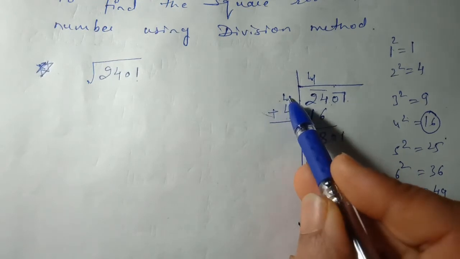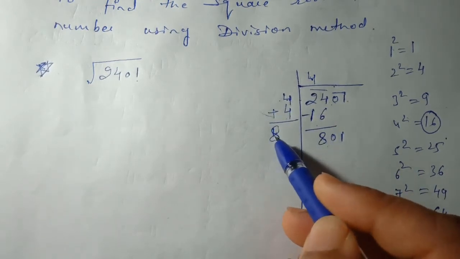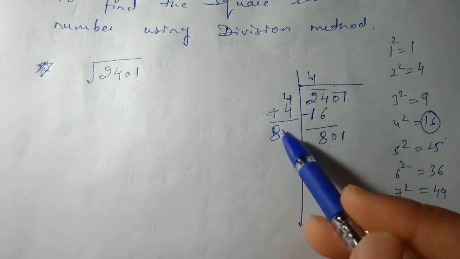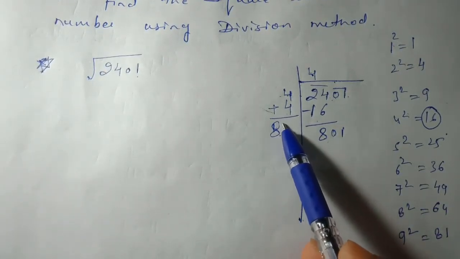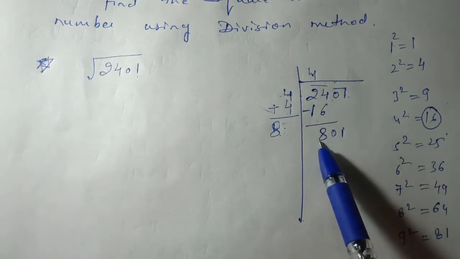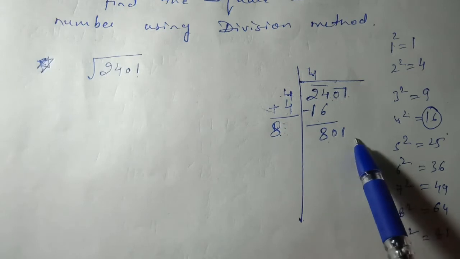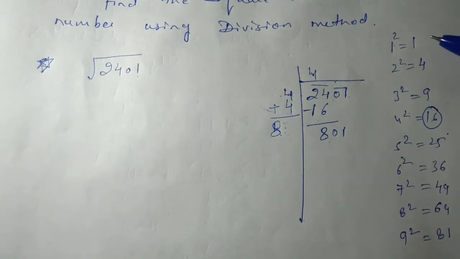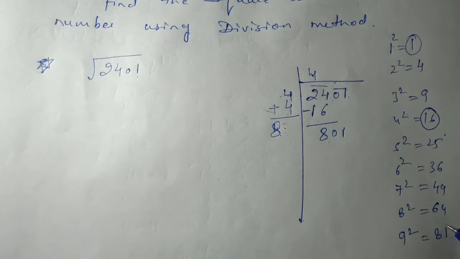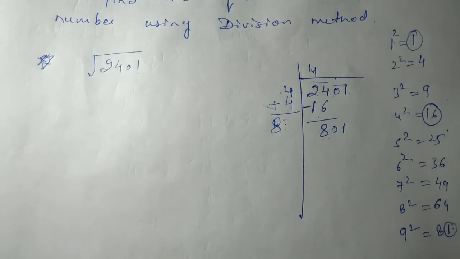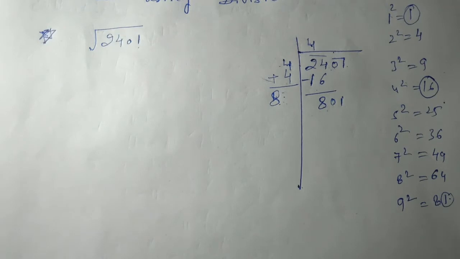Now add both of them: 4 plus 4 is equal to 8. Now we have to think what number should be taken by 8, the pair of number multiplying with which we get 801. So how are we going to identify? We have to check the perfect number whose last digit is 1. So we are observing 1 is in the square of 1, and 1 is in the square of 9.